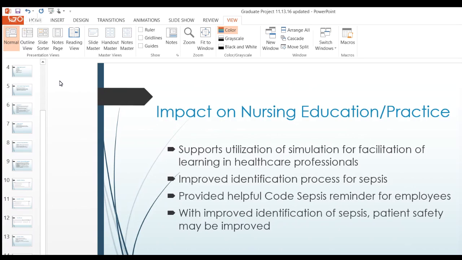It supports utilization of simulation for facilitation of learning, and not just learning, but learning for healthcare professionals and not just students. Improved identification process for sepsis, and that is with the incorporation of things like the code sepsis. It provided helpful code sepsis reminders for the employees. Again, also being able to pass out those badge cards so that they can keep it kind of literally in eyes view, so that it is literally not out of sight, not of mind. And then it is hoped that with improved identification of sepsis, that patient safety may be improved.